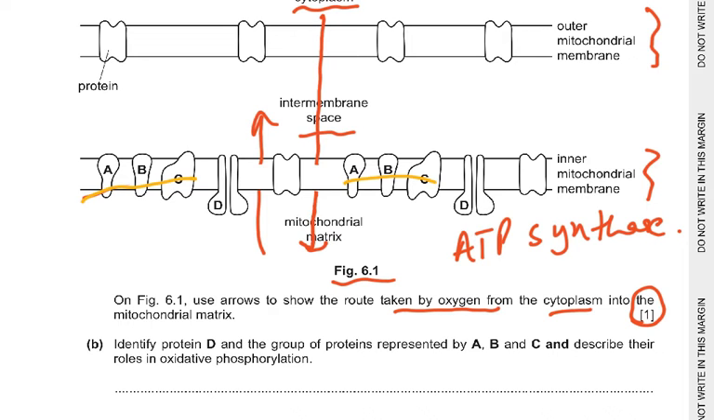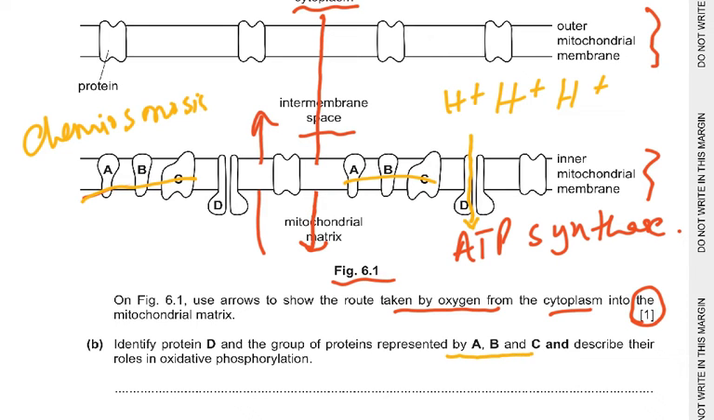Energy is released to pump protons into the intermembrane space. Now this will increase the concentration of hydrogen ions here. So more hydrogen ions will create a proton gradient, and the protons will diffuse through the ATP synthase. And when they diffuse through the ATP synthase to the matrix, there is synthesis of ATP from ADP and inorganic phosphate, and this of course is called chemiosmosis. So a very direct question, a very easy question. Everybody should have figured this out. Identify protein D and the group of proteins represented by A, B, and C and describe their role in oxidative phosphorylation.